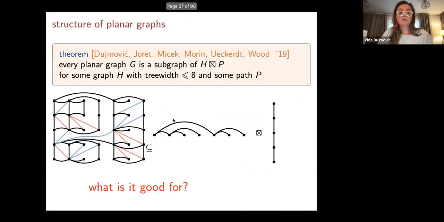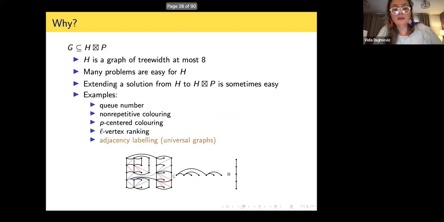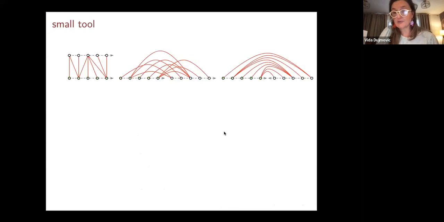Okay, so what is this good for? This theorem that we proved. Let's see if it's good for stacks and queues. It turns out it's useful for lots of things, but let's now look at stacks and queues, and let's recall a little tool. The little tool tells you if you have a layering, and in between you have a constant number of non-crossing graphs, we are in business. Okay, but this product of a path and a bounded tree width graph looks a little bit like a grid, where this little tool can be useful.